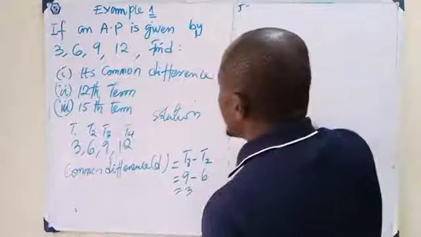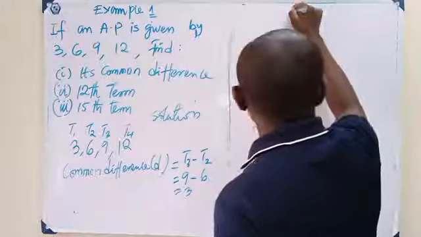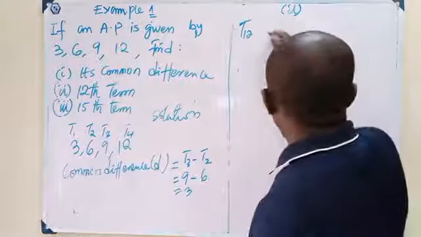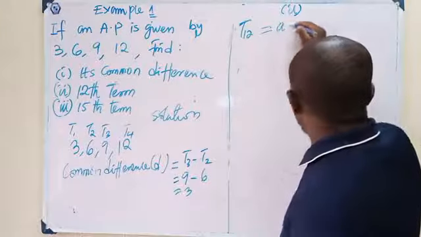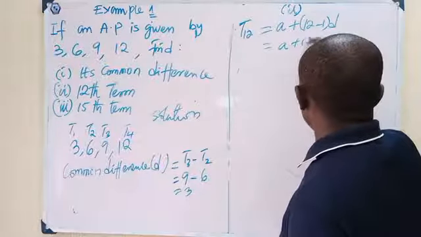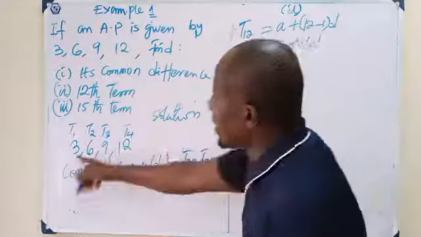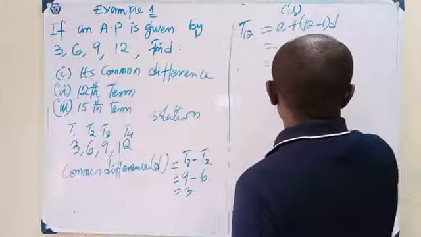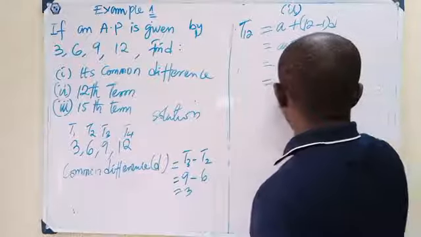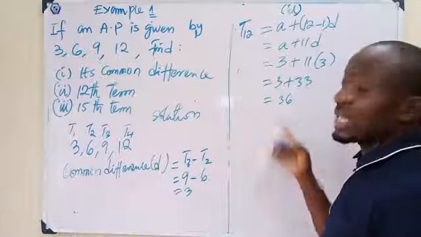Now the next thing we are going to look at is the 12th term. T12 means the 12th term. And T12 is A plus 12 minus 1 times D. So T12 is A plus 11D. Right? So what is our first term? The first number that we have here, 3. 11 times our common difference D, 3. So this will be 3 plus 33, which is equal to 36. So that's our 12th term.